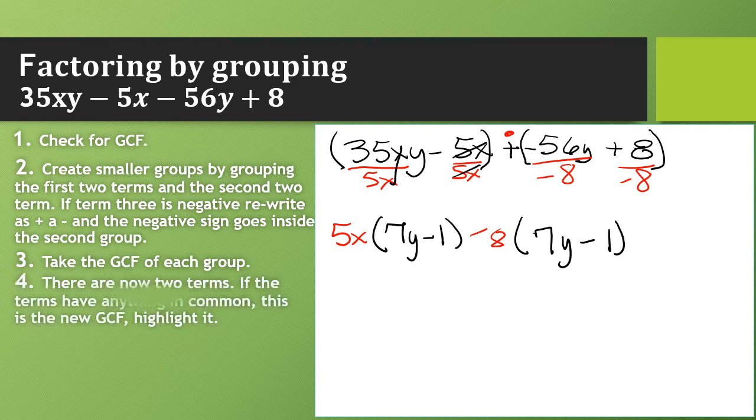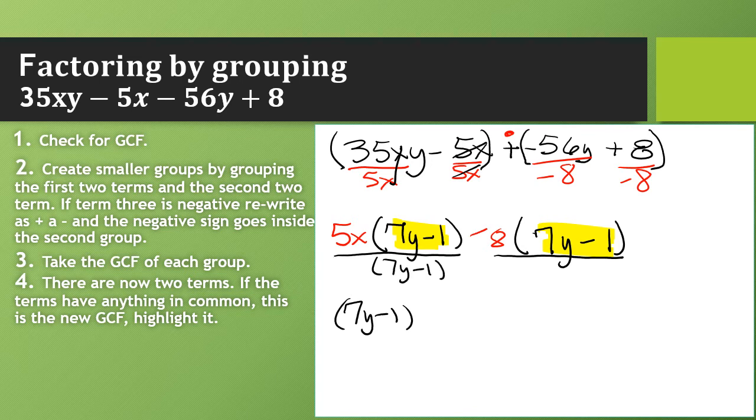Step 4 says, all right, let's look. Do I have anything in my two terms in common? So here's term 1, here's term 2. If they have anything in common, you're going to highlight whatever they have in common. So here we both have a 7y minus 1 in common. So I am going to GCF a 7y minus 1, which means I take a 7y minus 1 from here, I take a 7y minus 1 from here.